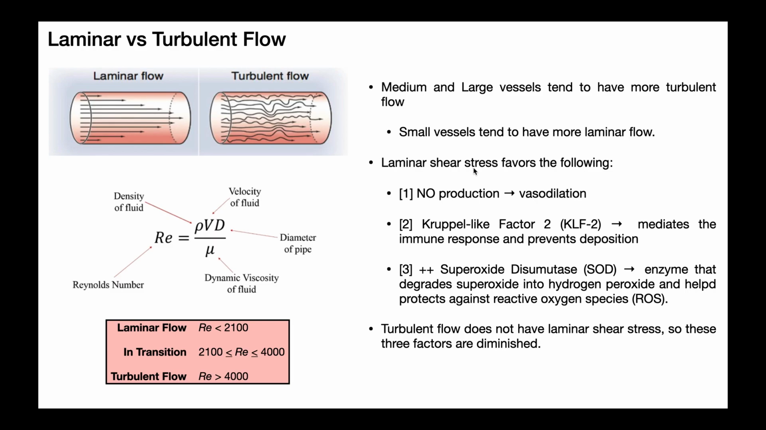Now, laminar shear stress. Okay. Despite the fact that this has stress in the name, it's not actually a bad thing. So laminar shear stress, areas where we have that, have to have laminar flow, and that shear stress that's produced is associated with these three things right here. One is nitric oxide production.